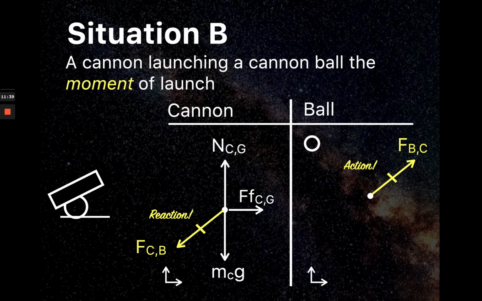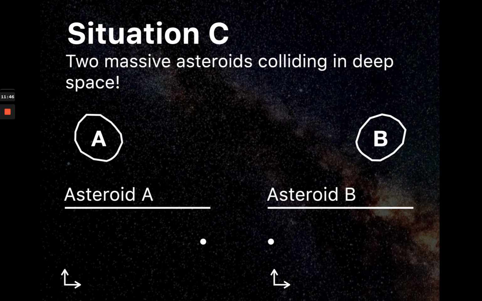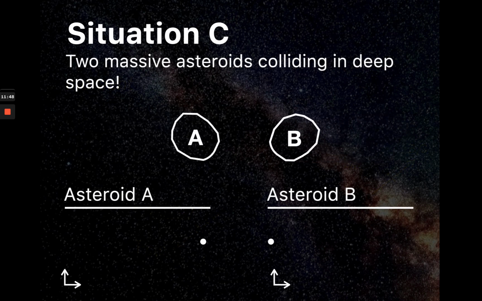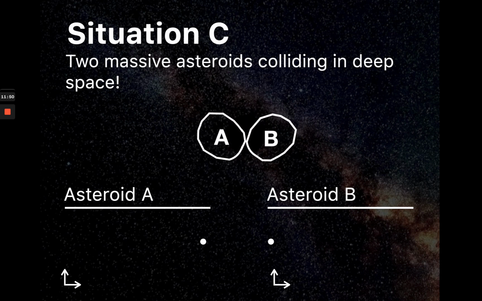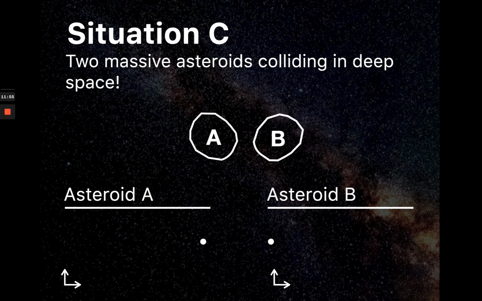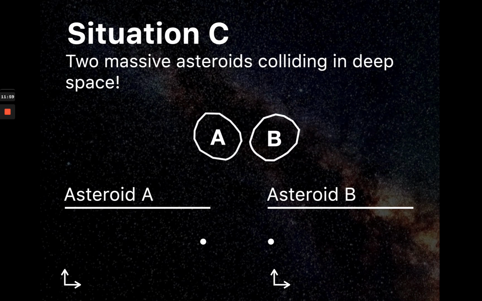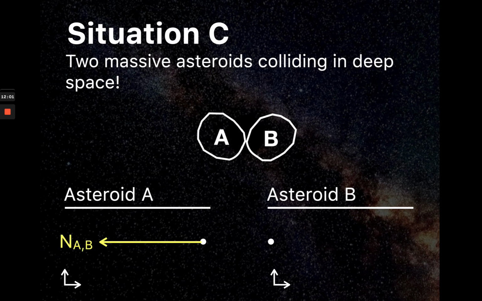Now, let's look at something more in outer space. We have two asteroids in space, and it looks like they're going to collide. They collide. Now, before they collide, there are literally no forces, right? They're just moving in space due to inertia. But the moment they collide, there's going to be a normal force on asteroid A from B, and a normal force on asteroid B from A, and those two forces are equal.